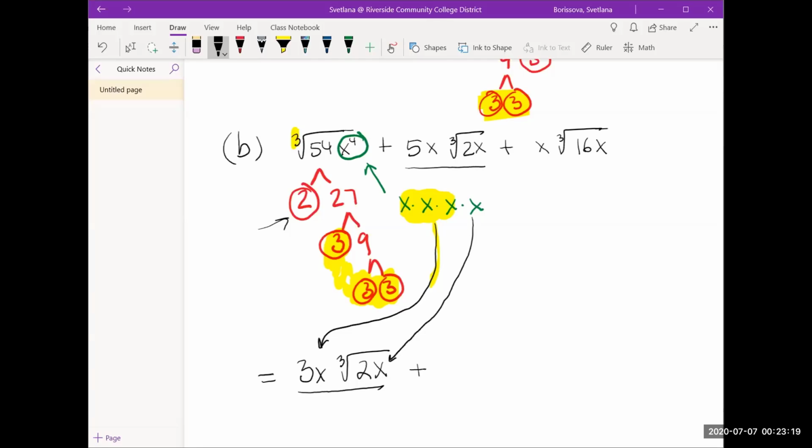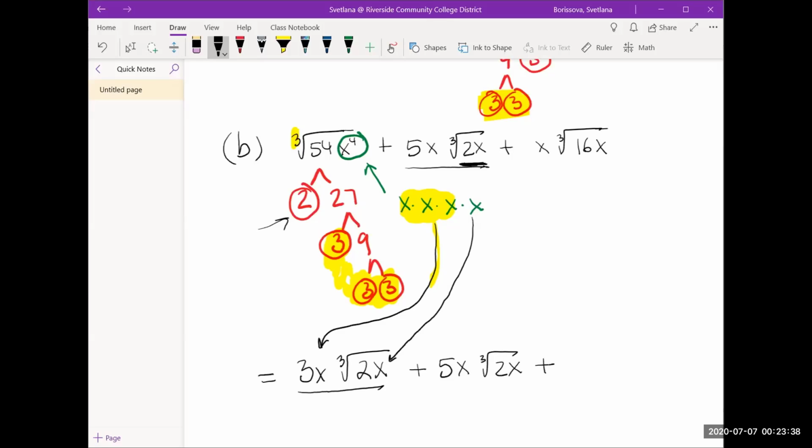The next one is 5x cube root of 2x. And as I can see, since I have only 2x inside, 2 I cannot split up in any way, and x I cannot split up in any way. So they just have to stay inside the radical of 5x cube root of 2x. So with the second term, I can't do anything.